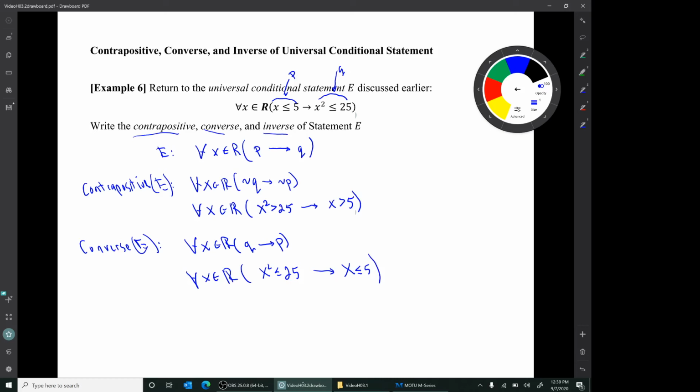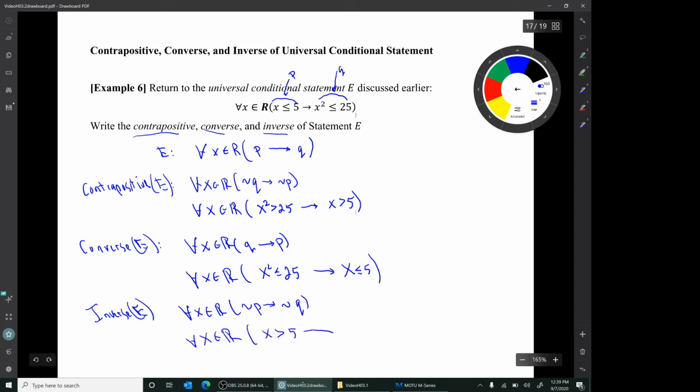What about the inverse? The inverse, remember, the inverse of if P then Q is if not P, then not Q. So if I put in the actual expressions, the inverse would be for all x in the real numbers, if x is greater than 5, then x squared is greater than 25. So let's ask this question: which of those four statements, E, contrapositive E, converse E, and inverse E, are true and which are false?